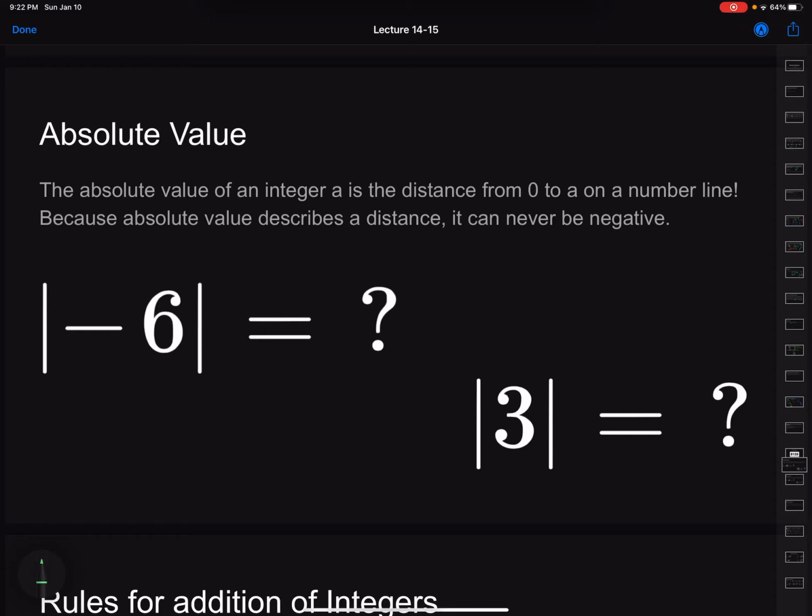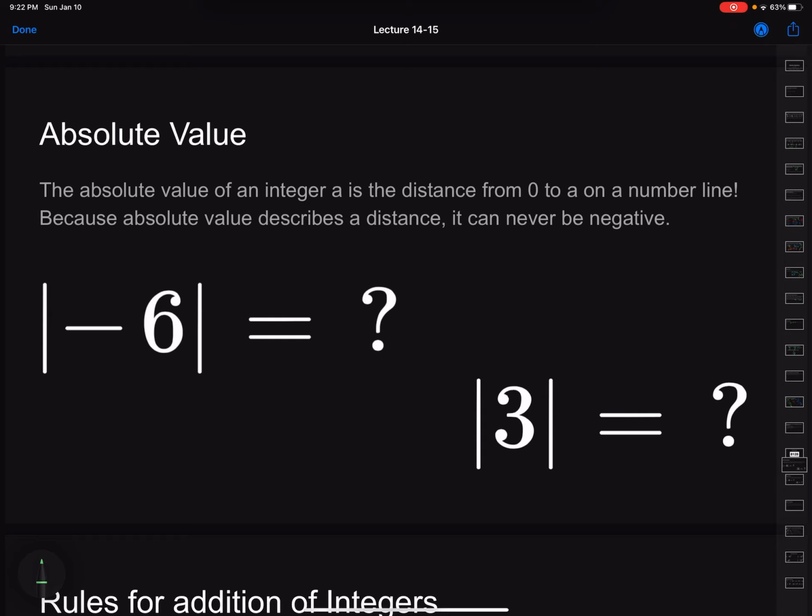Now, the last thing that we want to talk about in this little series of videos about numbers is just the value of numbers, the value that each number holds. And we'll start with the definition for absolute value. The absolute value of an integer a is the distance from 0 to a on the number line.